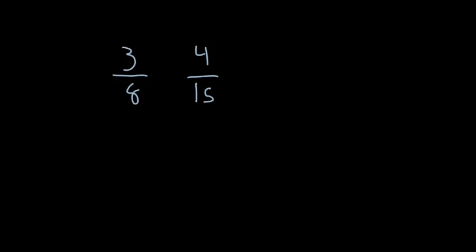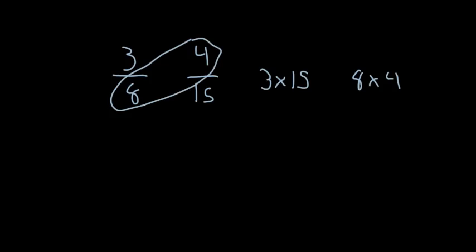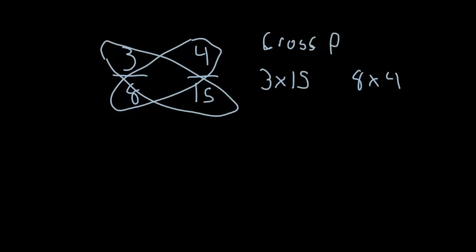And last thing is, if we have 3/8 and 4/15, and we want to know what the cross products are, that would be 3 times 15 and 8 times 4. So those are your cross products. Think of doing your cross multiplication, and that will give you your cross products. If we were to finish this, 3 times 15 is 45, 8 times 4 is 32, so these do not form a proportion.